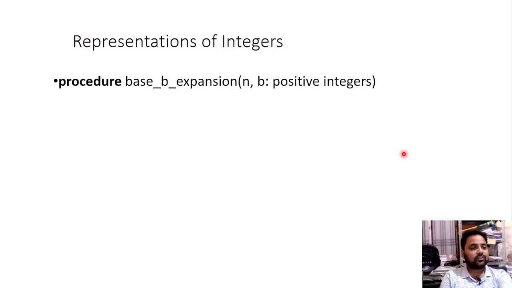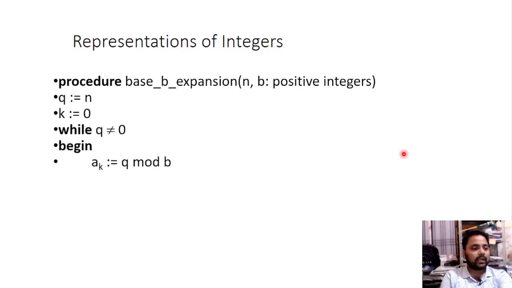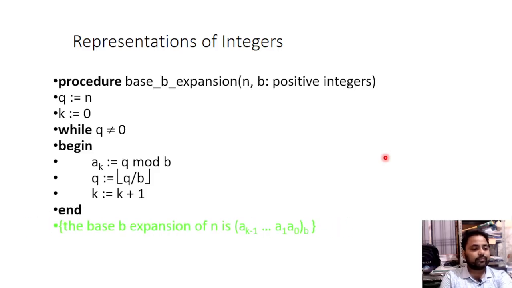Now, representations of integers. The procedure for the base b expansion of n, a positive integer: q equals n, k equals 0. While q is not equal to 0, a_k is equal to q mod b. Here q must be the integral part of q divided by b. Then k becomes k plus 1, and the base b expansion of n is a_(k-1) up to a_1 a_0 to the base b.